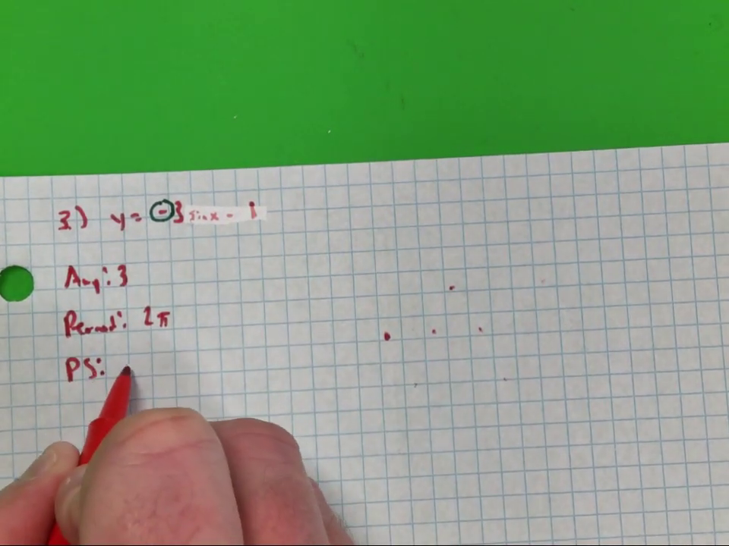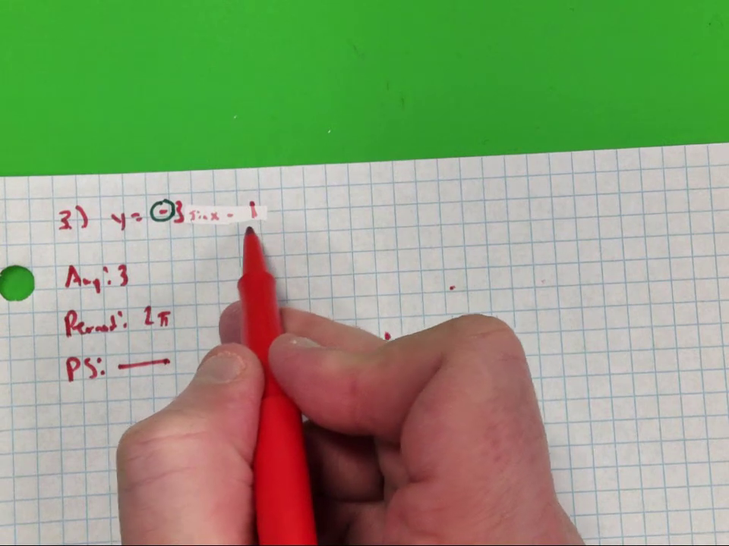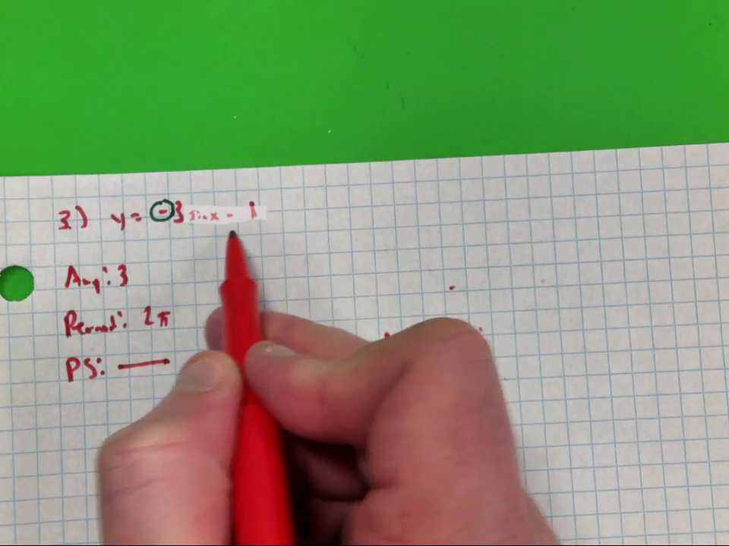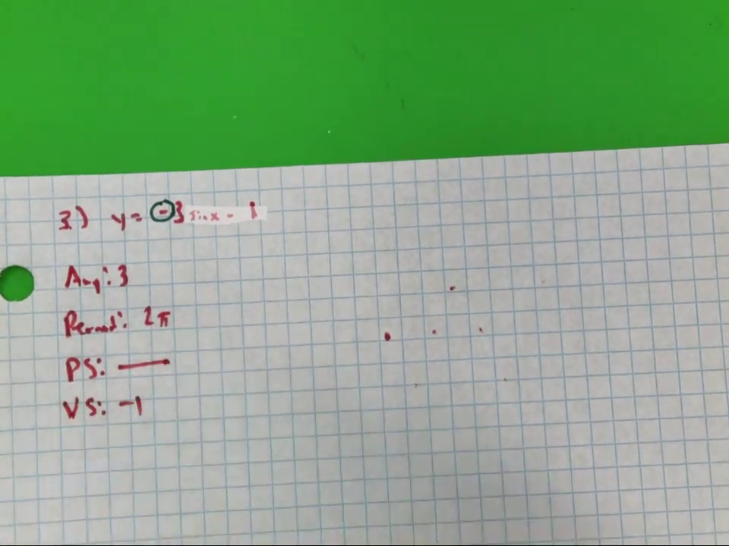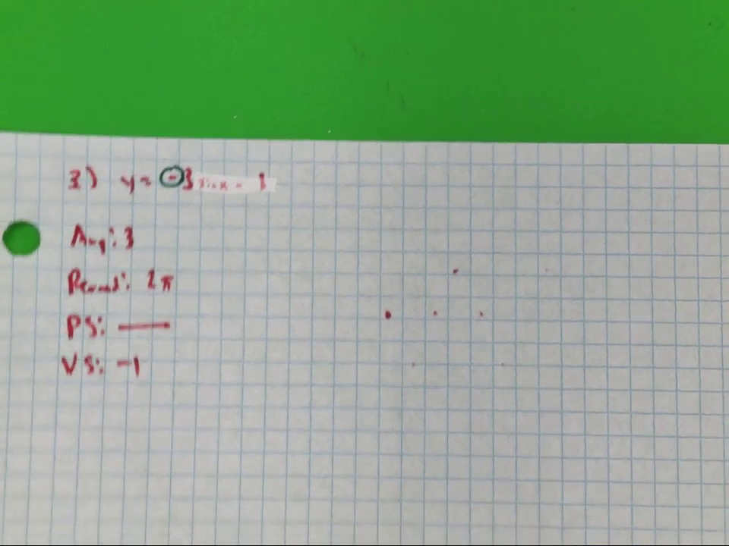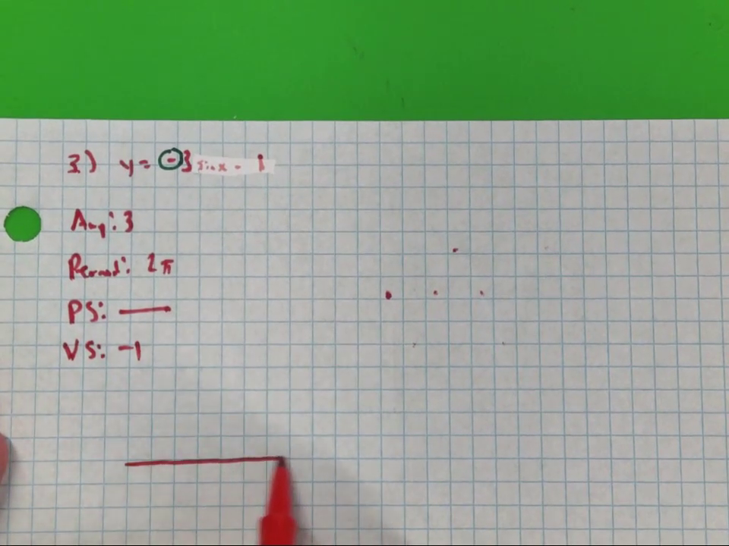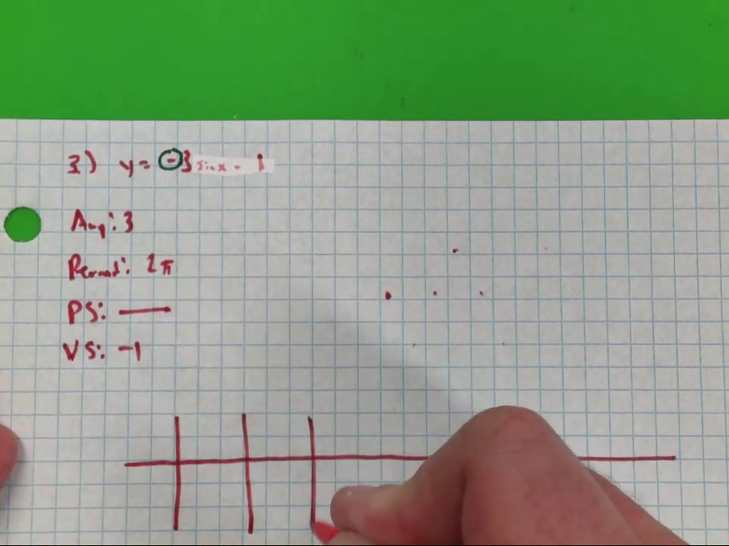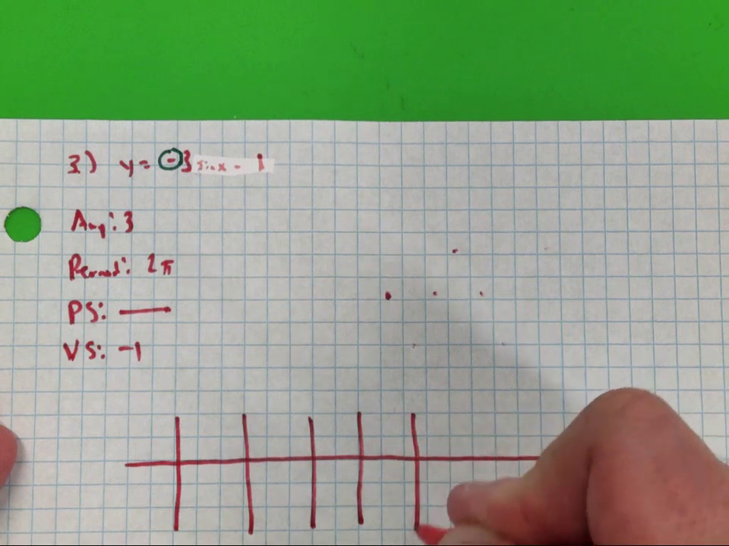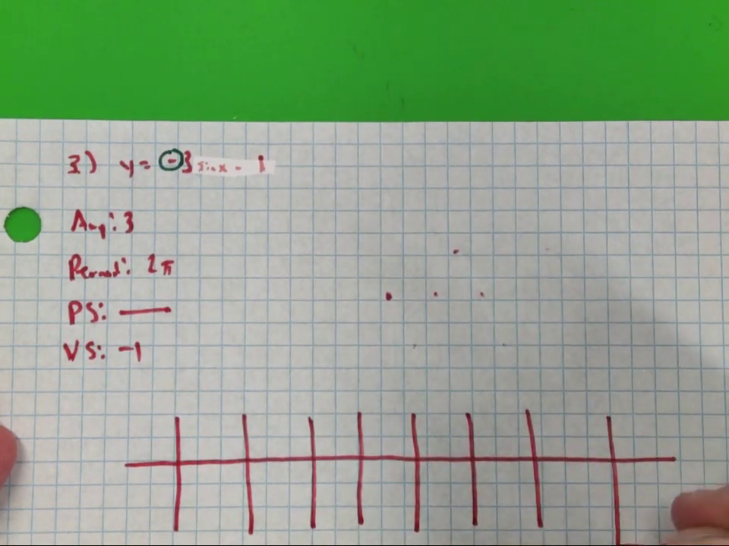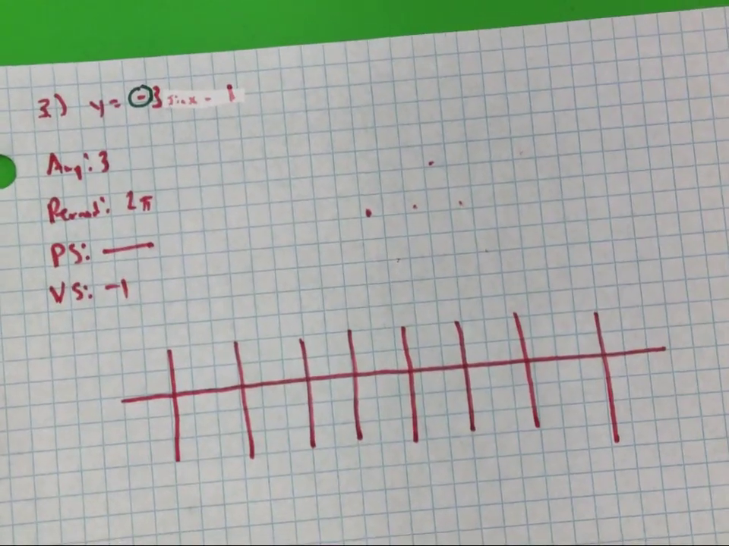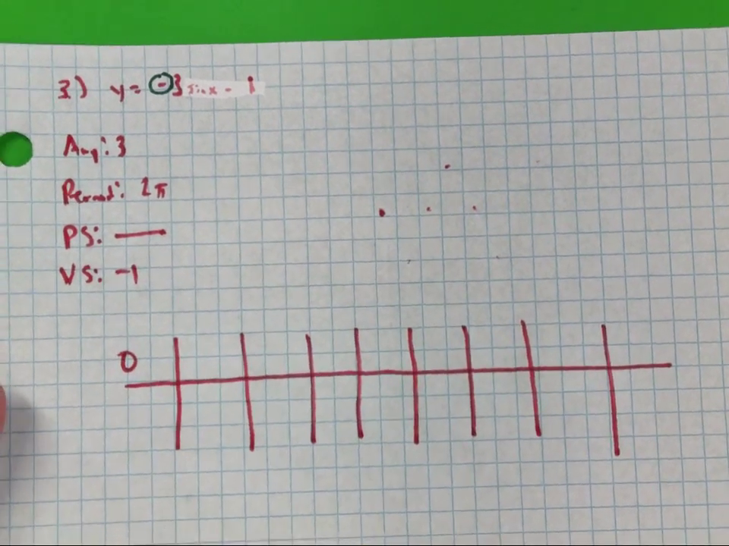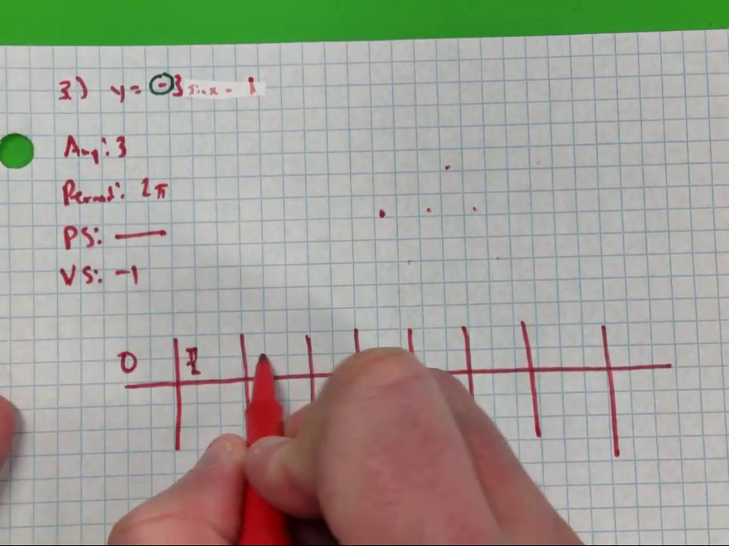Do I have a phase shift? No. That's not inside of parentheses, is it? That in fact is characterized as a vertical shift, negative 1. You see there's no phase shift. That would be in a parentheses. Now I will still make a table for this because it has a vertical shift. Take 2 pi, divide by 4, that's pi over 2.